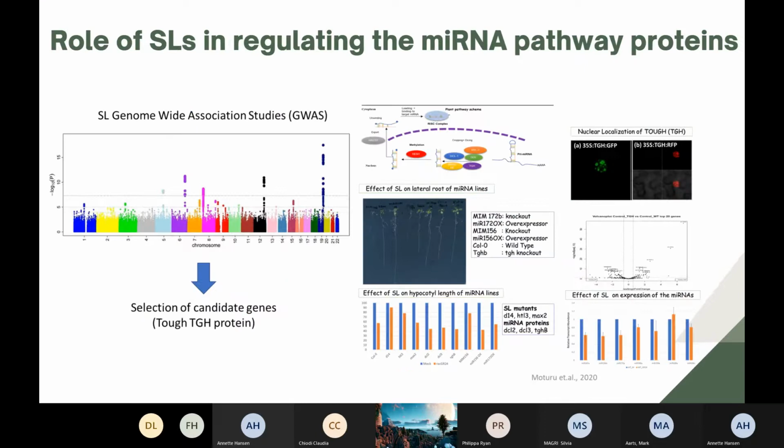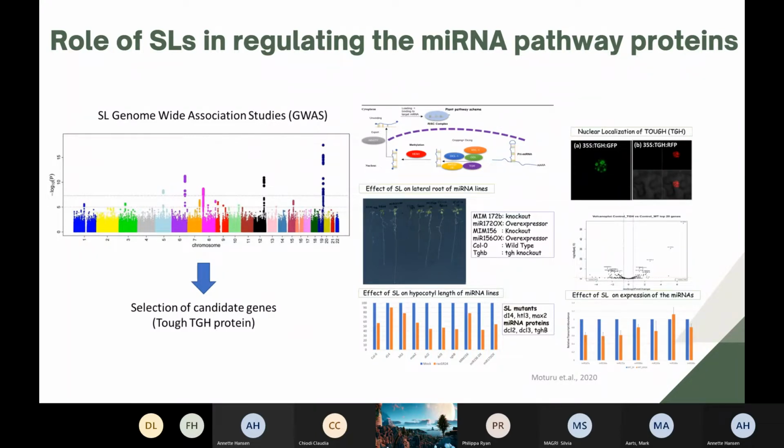When I started in the lab, we had some GWAS analysis done on the strigolactones, from which we picked up a gene, the TUF protein. Since I had a background in microRNA and small RNA, I quickly took up this protein, which is involved in microRNA biogenesis.